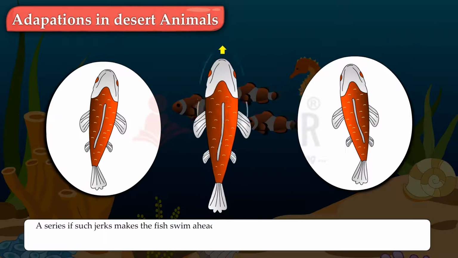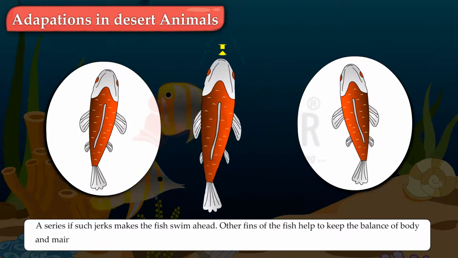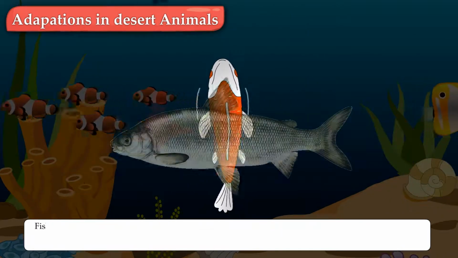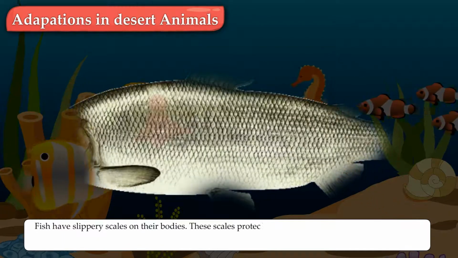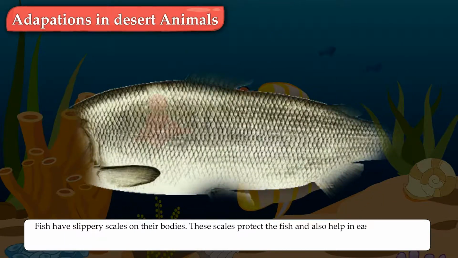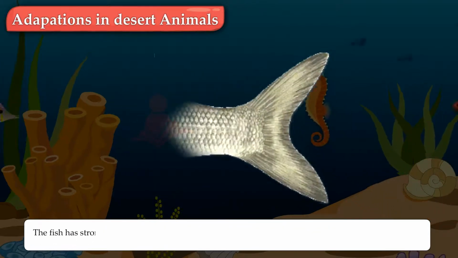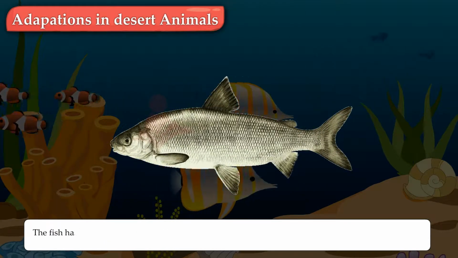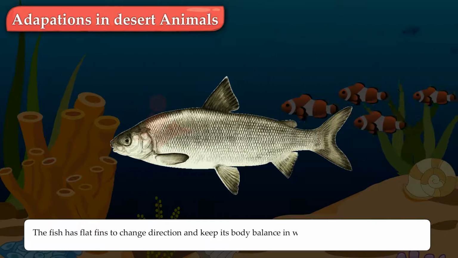Other fins of the fish help to keep the balance of the body and maintain the direction while swimming. Fish have slippery scales on their bodies. These scales protect the fish and also help in easy movement through water. The fish has a strong tail for swimming. The fish has flat fins to change directions and keep its body balanced in water.